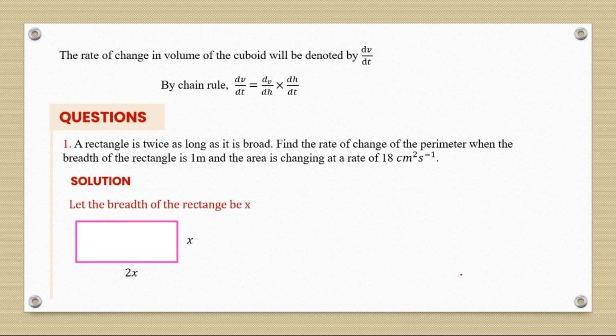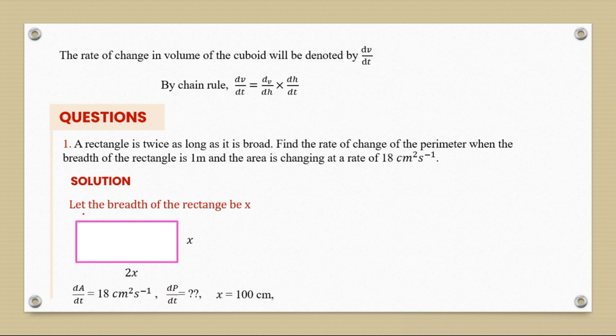We've been told that the area is changing at a rate of 18 centimeters squared per second. So that means dA/dt is 18 centimeters squared per second. In the question, we're also being told to find the rate of change of the perimeter, so that means we are looking for dP/dt. And then we've been given x in meters, but we're going to convert that to centimeters because of the units we see here, so x is 100 centimeters.